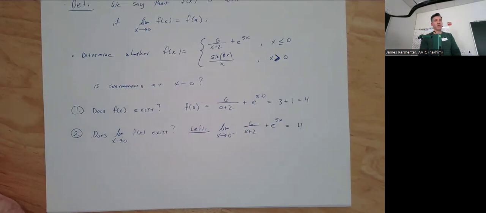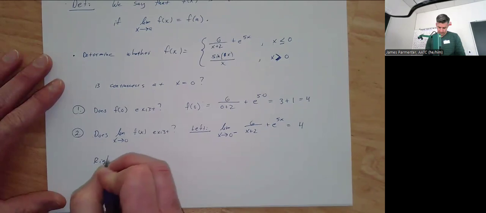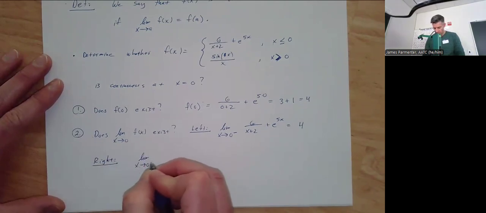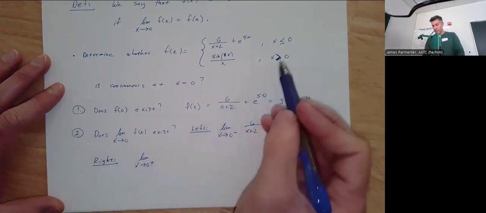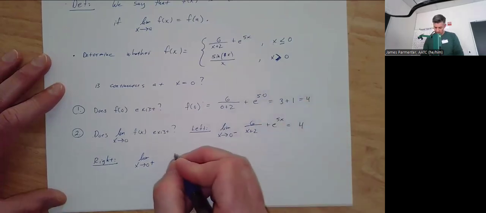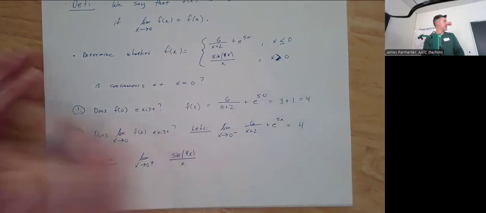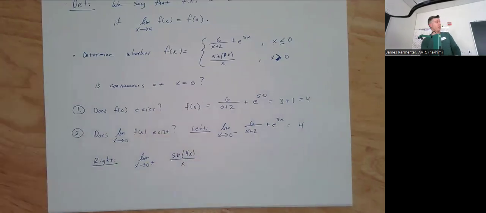But the question is, what about the other side? So what about the right side? Well, now the limit as x approaches 0 from the right, we have to use the piece where x is bigger than 0. And we have sine of 4x over x. And as you might have noticed, we can't just plug in the 0. So what do we do?